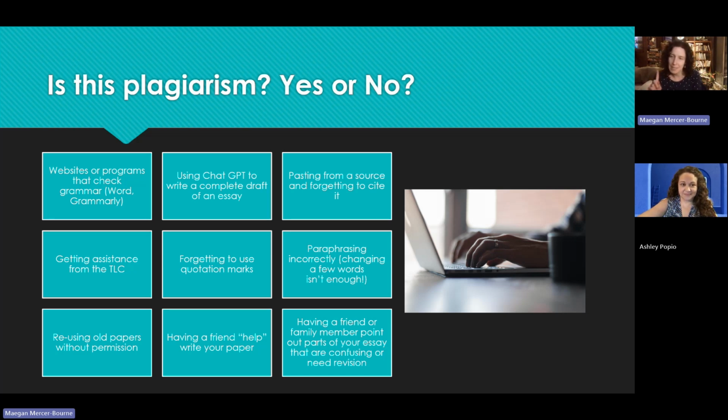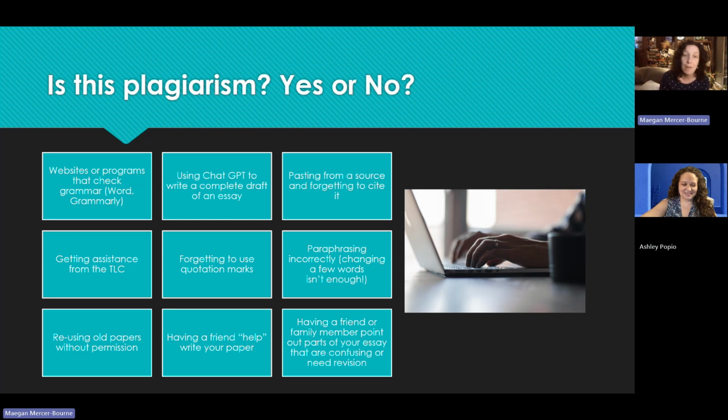So visit the TLC, ask your instructor for feedback. Always make sure you double check that you've got quotes around anything that comes from another source. And it's important to have quotes on both sides of the quote. A lot of times I meet with students and they put the first round of quotes, but then they don't ever end it. So I never know when that quote ends. So it's very important to make sure you do that.